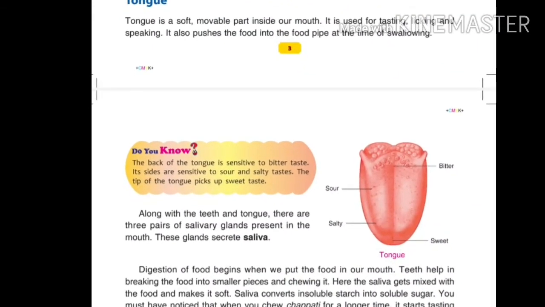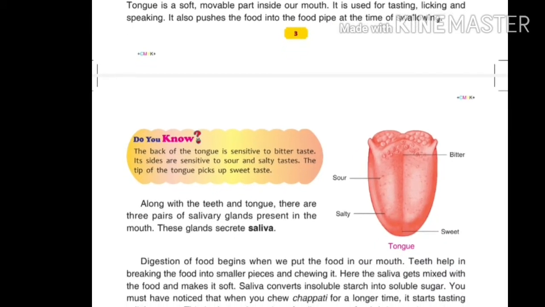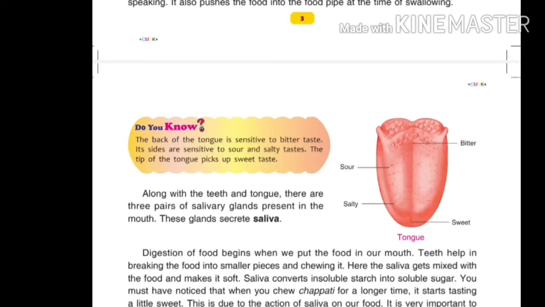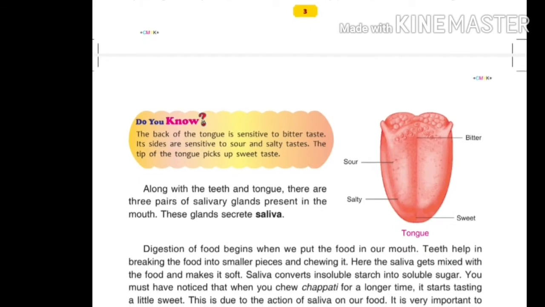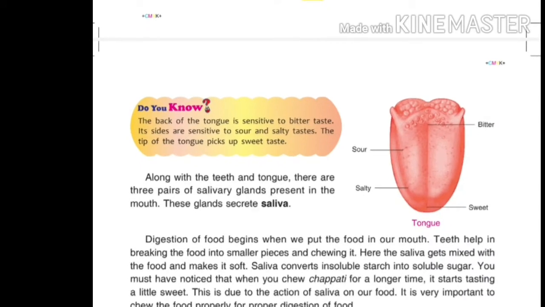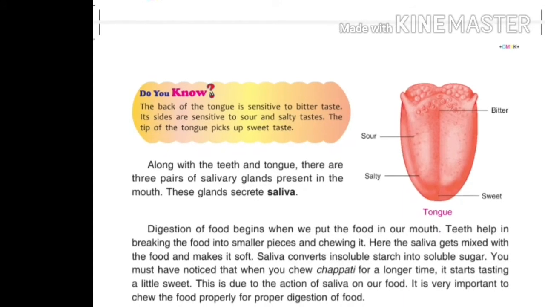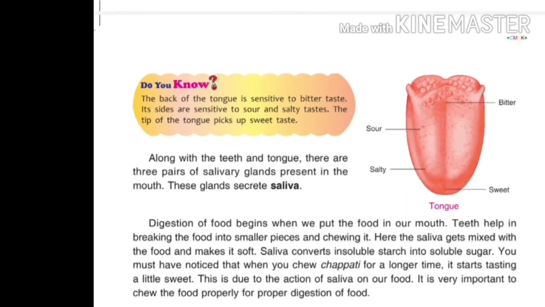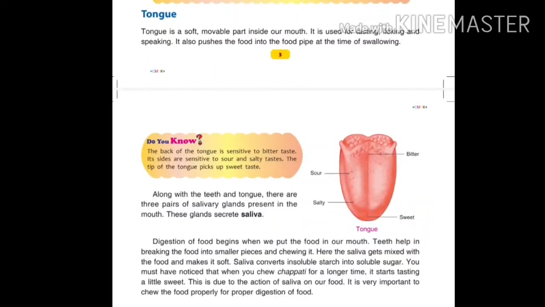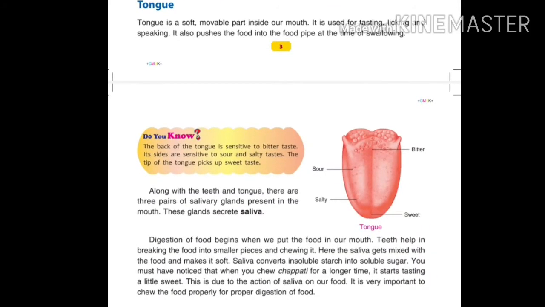To continue with our topic, now we are going to discuss the tongue. The tongue is a soft movable part inside our mouth. As we are all aware of the tongue, let us learn what the function of a tongue is. It is used for tasting, licking and speaking. If we don't have a tongue, we can't speak properly. The tongue also pushes the food into the food pipe when you swallow the food.